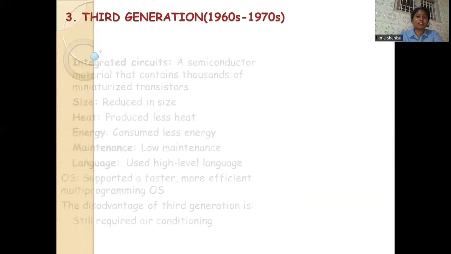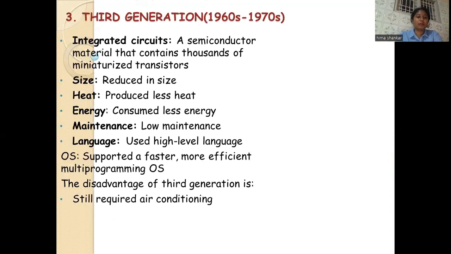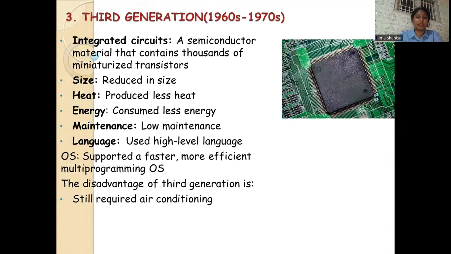And next comes the third generation. Third generation of computers include integrated circuits. So this is the integrated circuit which included thousands of miniature transistors in it and made it more reliable than the second generation of computers. Reduced in size, produced less heat than the other two, and consumed less energy. Low maintenance, because when the heat is reduced, the maintenance will also be reduced.